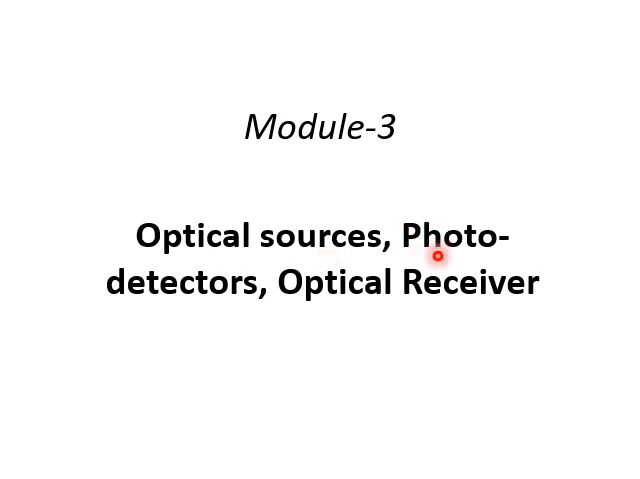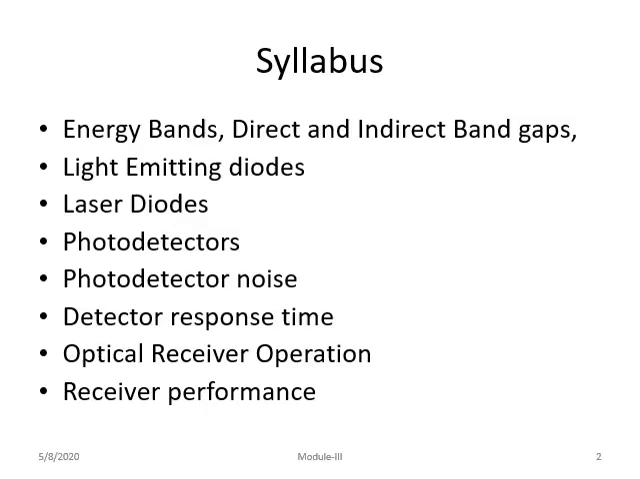Later, the light needs to be detected at the receiver side. That's why we'll go with the photo detector. The last part is the optical receiver, where we look at how the receiver is going to work. These are the syllabus topics we are going to see. Before going into the optical sources, we'll see how they can be differentiated with the help of energy bands and direct and indirect band gaps. Later come the LED and laser, the photo detector and its noise and detector responses. We'll discuss all of those a little bit.